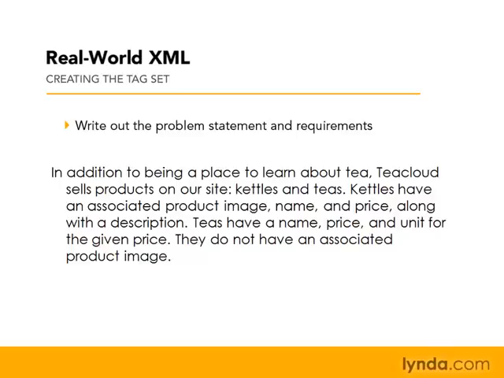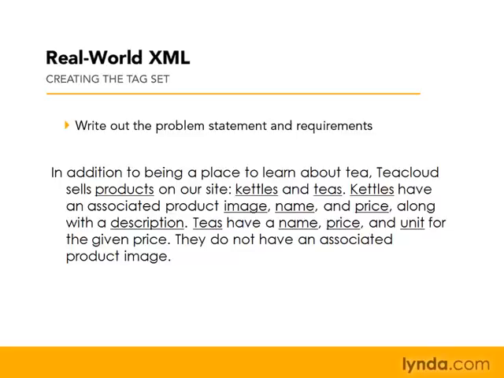In addition to being a place to learn about tea, T-Cloud sells products on our site, kettles and teas. Kettles have an associated product image, name, and price along with a description. Teas have a name, price, and unit for the given price in weight, and they don't have an associated product image. If we underline the various nouns in the paragraph, we can very quickly get an idea of what our tags are going to need to be.